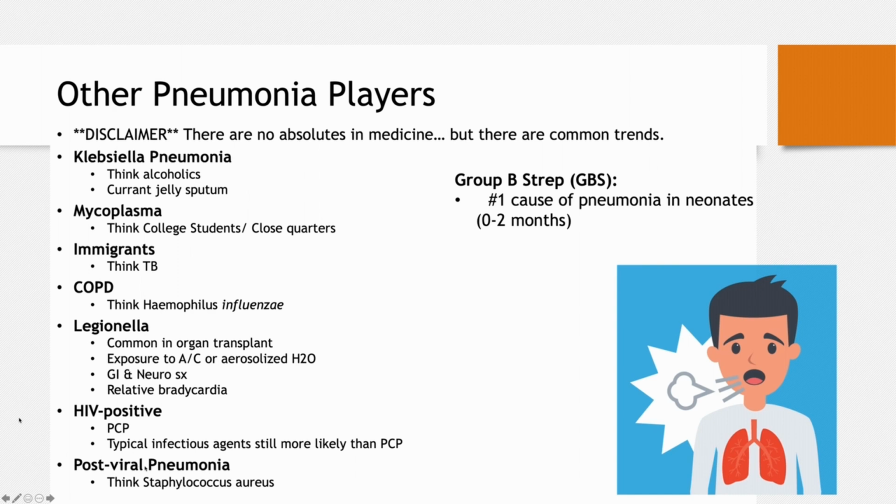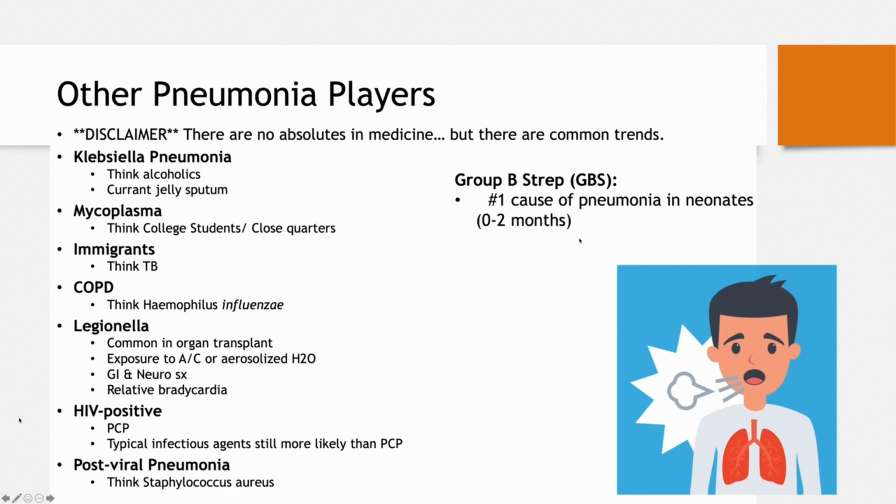For post-viral pneumonias, so let's say someone gets influenza and they clear the influenza, but then they get sick again, or they get even more sick, Staph aureus tends to do that. And Staph aureus is also a common nosocomial bug.